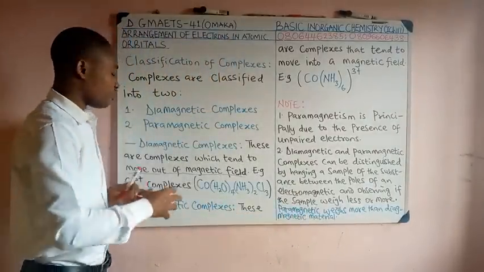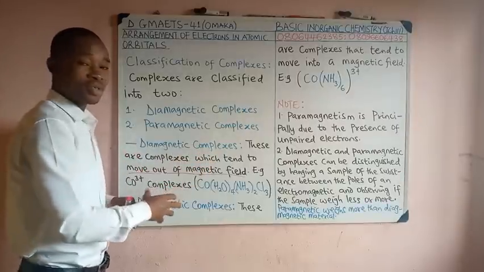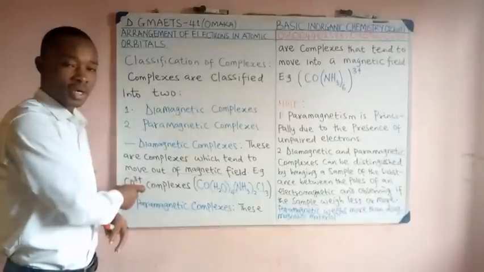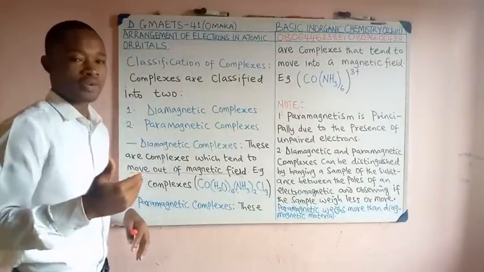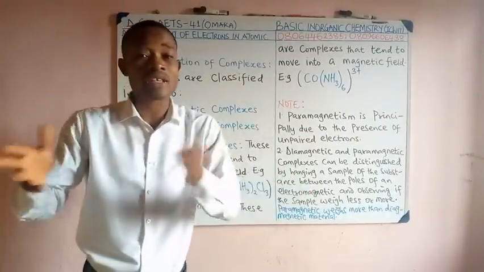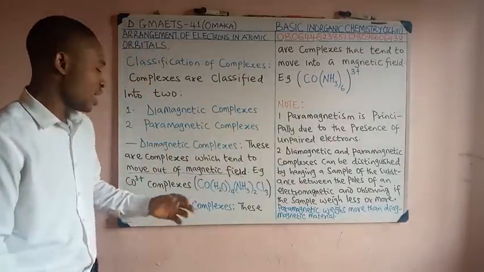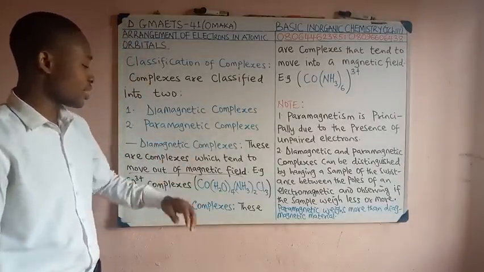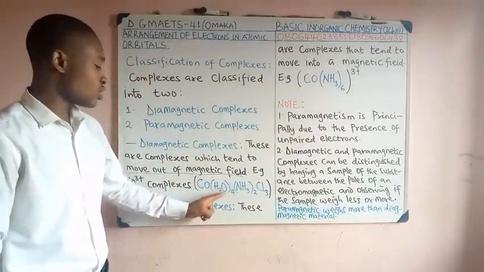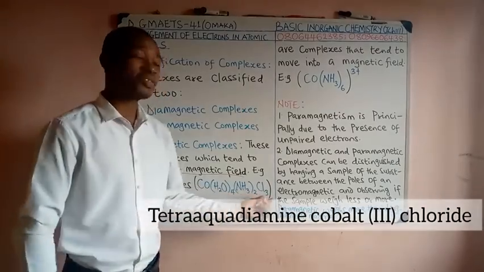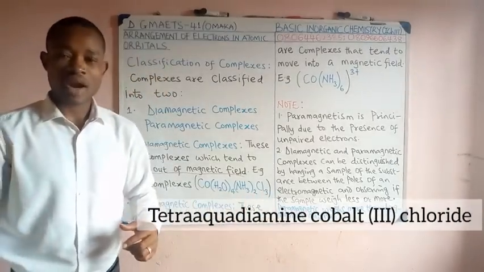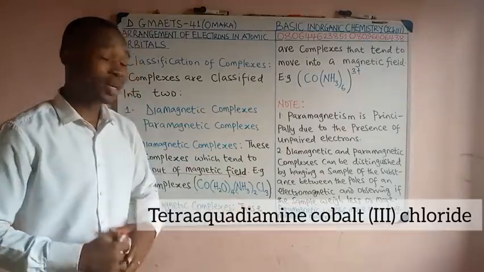An example of diamagnetic complexes, we have more of cobalt 3 complexes. Although some cobalt 3 complexes are paramagnetic, most of them fall under diamagnetic. An example of a diamagnetic complex is this: tetraaquadiammine cobalt 3 chloride. Alright, this is a diamagnetic complex.